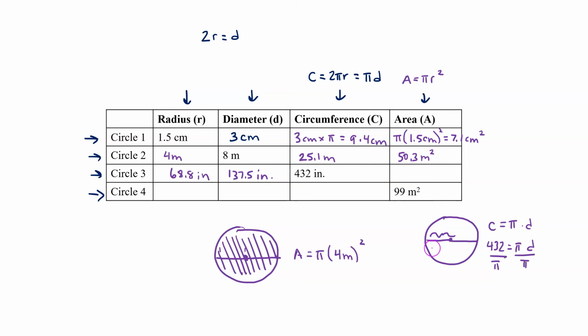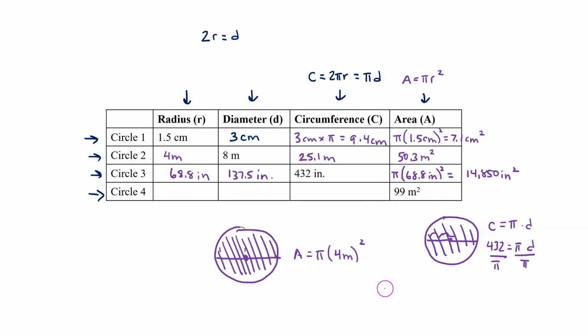And finally, for circle 3, we want to know the area. The area is pi times r squared. We just figured out r, 68.8. And when we do this calculation, we get 14,850 inches squared.